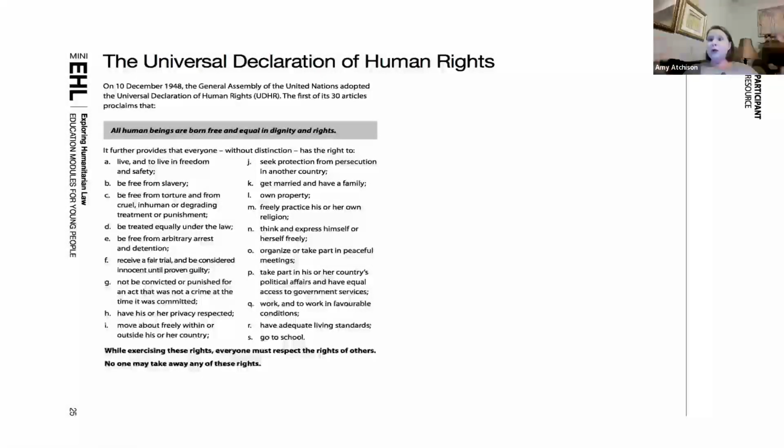So, IHRL always applies. The basics of it are laid out in the Universal Declaration of Human Rights, which is made easy for the students to understand what's in the UDHR. So it always applies, and states can, in limited fashion, in states of emergency, sometimes suspend some of these rights. For example, the US suspended habeas corpus in the Civil War.